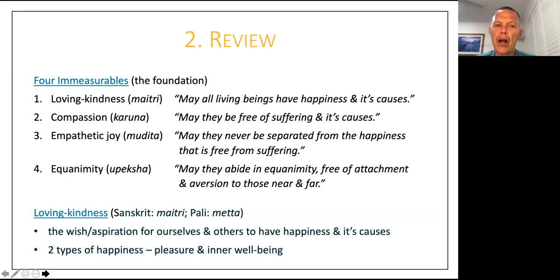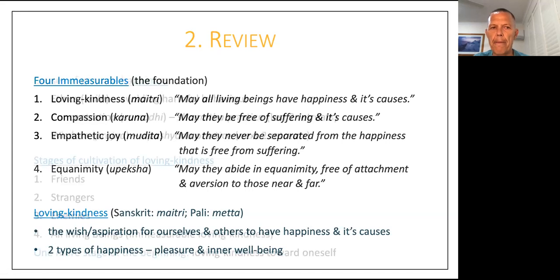And we saw there that loving kindness is a translation of the Sanskrit term maitri, the Pali term metta. Again, it's a wish or aspiration for ourselves and others to have happiness in its causes. And here, when we talk about happiness, we can talk about those two types of happiness, the temporal happiness, in other words, our pleasurable experiences, and genuine happiness or state of inner well-being. So when we are cultivating loving kindness, then we can cultivate that wish or aspiration for not only temporal happiness, but particularly for genuine happiness, inner well-being. That is really the main focus of our loving kindness aspiration.